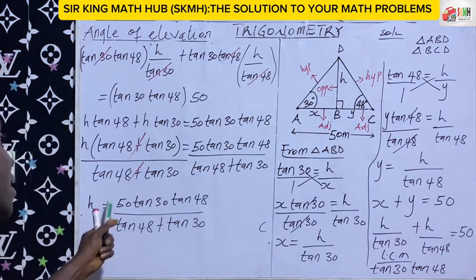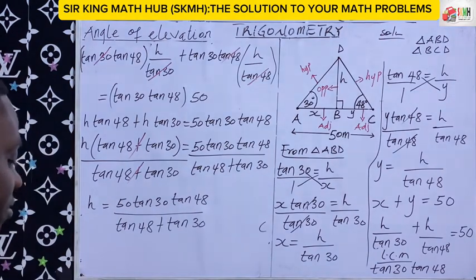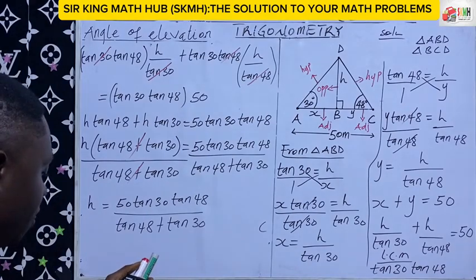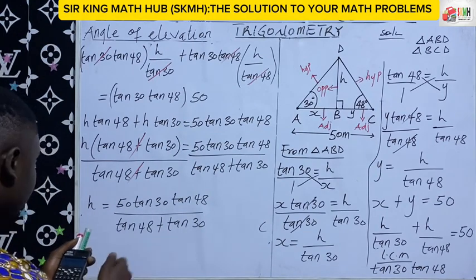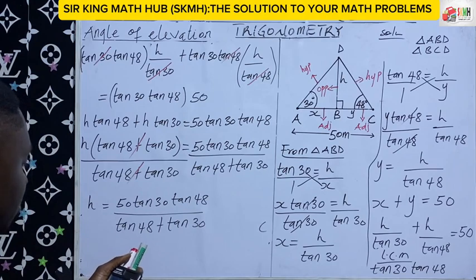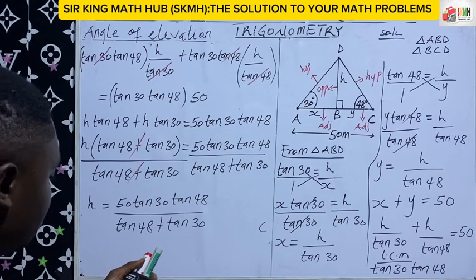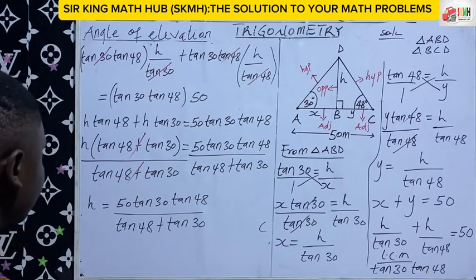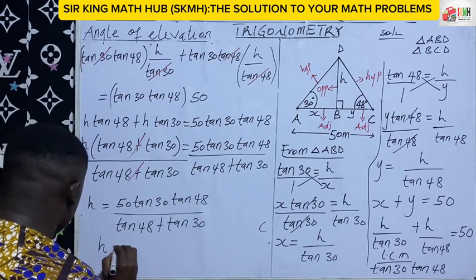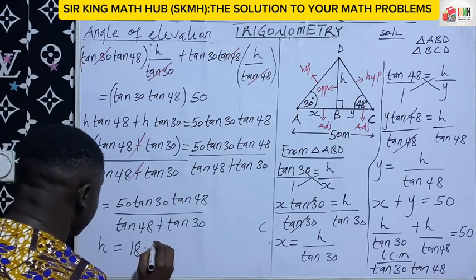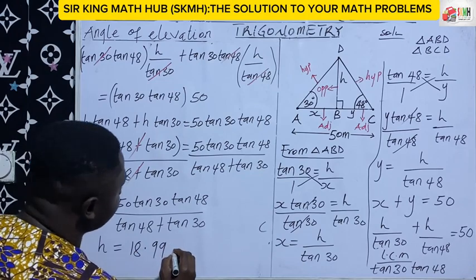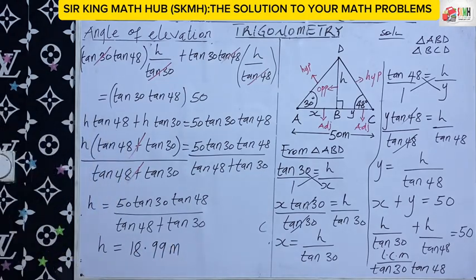Using our calculator, let's enter this fraction into the calculator's memory. For the numerator, we have 50 tan 30 multiplying tan 48, divided by the denominator tan 48 plus tan 30, and that is giving me h is equal to 18.99 meters to 2 decimal places.